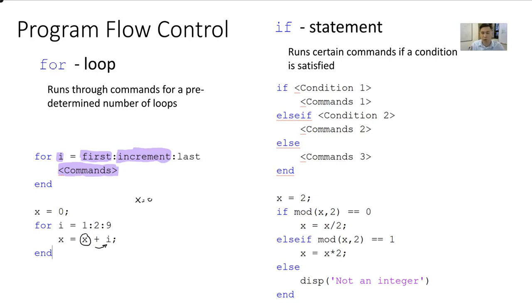So the first time we go through, our value of I is 1, so it's going to be x, which is currently 0, plus 1 is equal to 1, so that's going to update our value to x is equal to 1. Next time through, our I value is 3, so that's going to update our x value to 4. Next time through is 5, so that's going to be 9. Next is 7, so that's going to be 16. And then finally we have 9, which will be x is equal to 25.